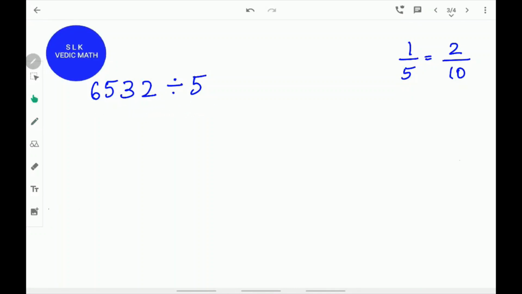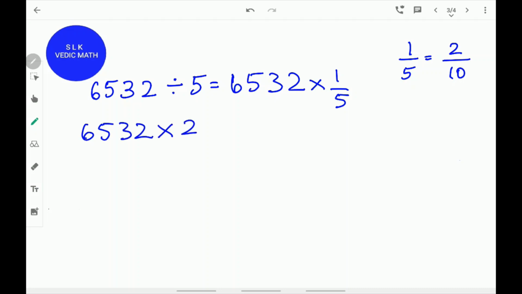6532 divided by 5. 6532 can be written as 6532 times 1 by 5. 1 by 5 can be written as 2 by 10 because 1 by 5 and 2 by 10 are equivalent. So, 6532 times 2 by 10.